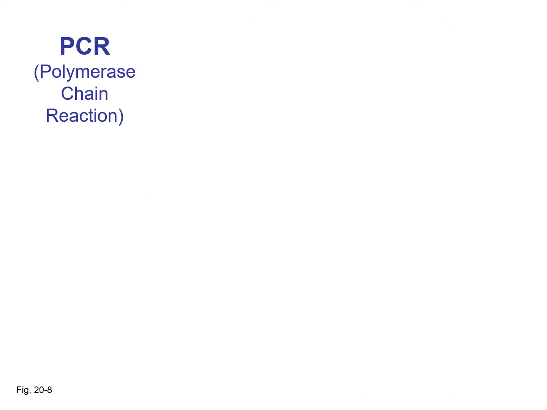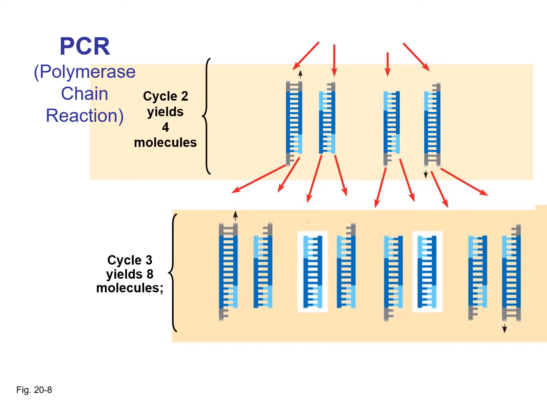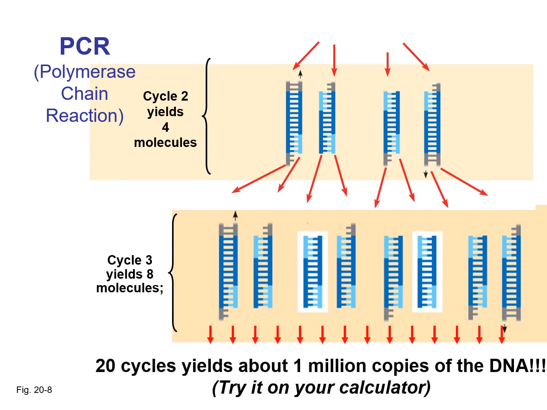So what do we do next? We do this again. Now we have 4 copies after 2 rounds. After 3 cycles, we end up with 8 copies. And you can imagine if we do this again and again, we get 16, 32, 64, 128, 512. And if you do about 20 cycles, you end up with about 1 million copies of DNA. Most people do 25 to 30 cycles, and you end up with much, much more. So 1 copy of DNA, 1 hair from a crime scene, and now you have a whole bunch of DNA for analysis, and you can determine whether you have found the perpetrator or not.